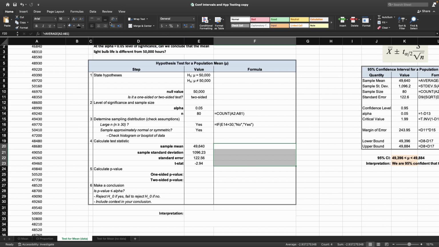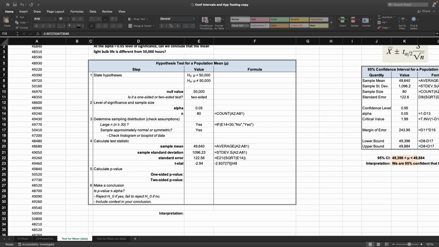So let me go ahead and show these formulas. Okay, this all looks good. Not sure why some of these formulas aren't showing, so let's just go ahead, copy this over. So E20, that is the mean, minus E10, which is our hypothesized value, divided by E22, which is our standard error.